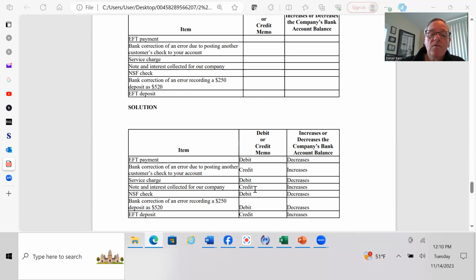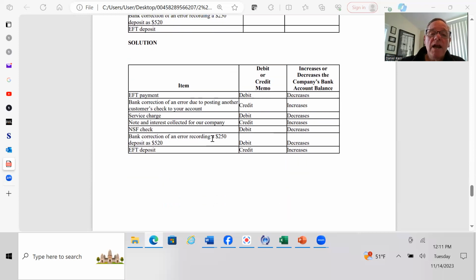Note and interest collected for the company. So the bank collected money on my behalf. They put money in my account. Anytime they put money in my account, that's a credit memorandum that increases the balance. Bounced check. I deposited a check that bounced, so they take the money out of my account. So they debit my account, and that decreases the account.